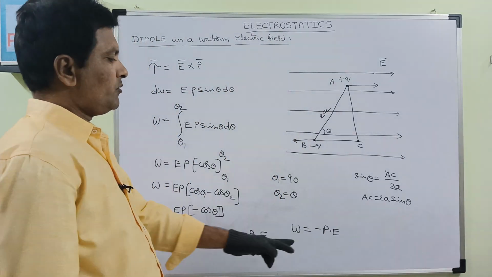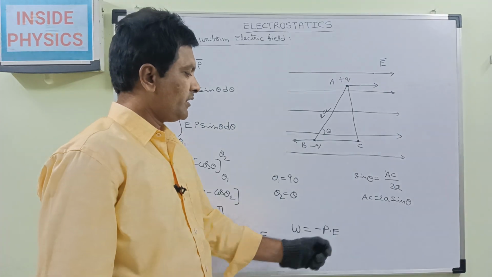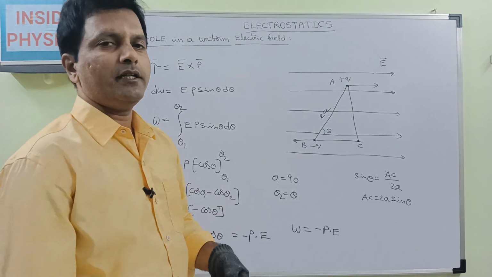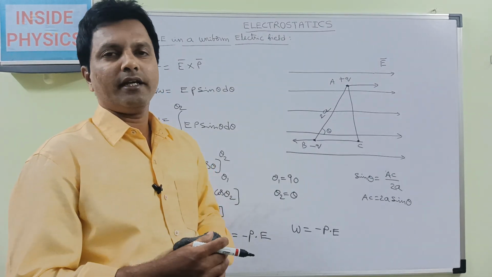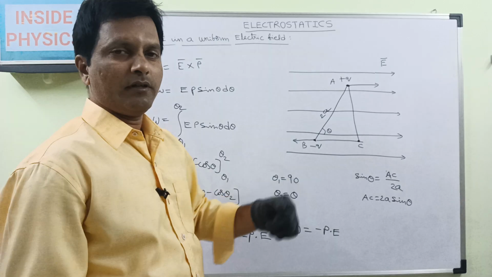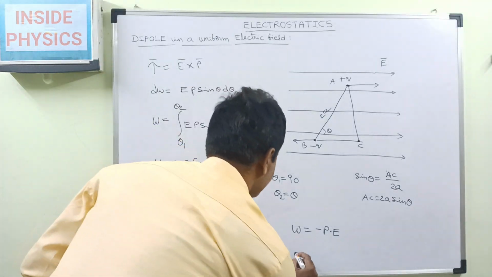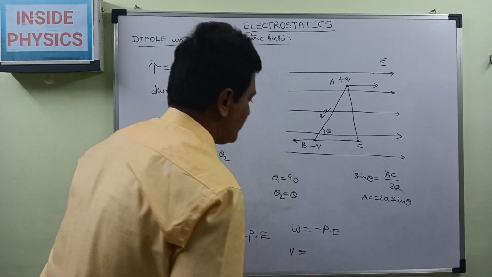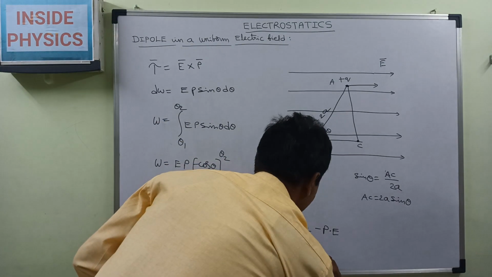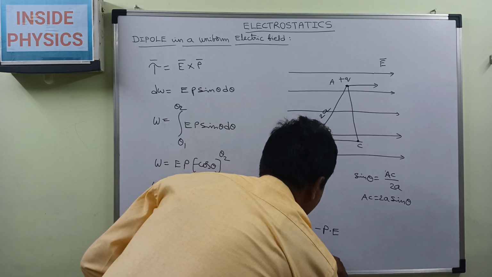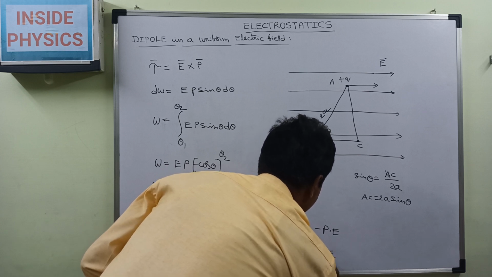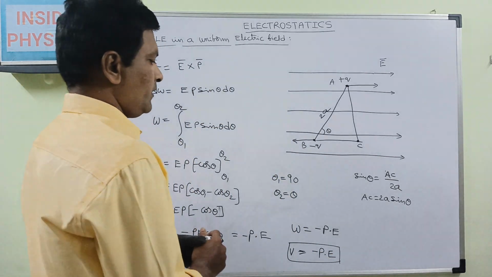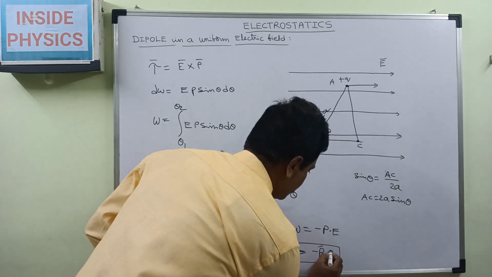So here the dipole moment is a vector quantity, electric field is also a vector quantity. This work done will be stored as a potential energy in this dipole. So potential energy, the potential due to this dipole can be written as minus P bar dot E bar.